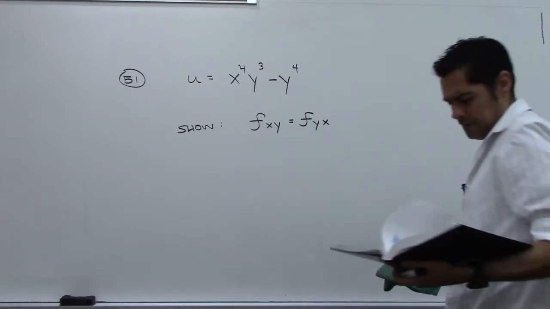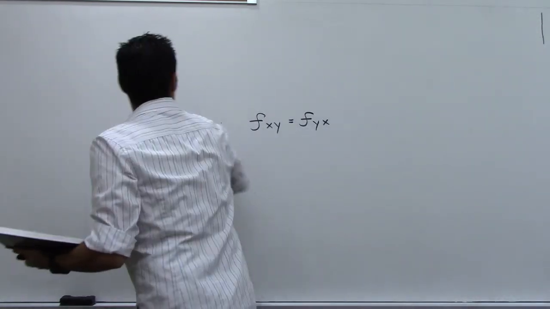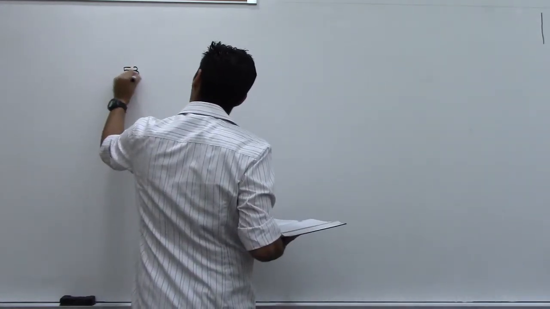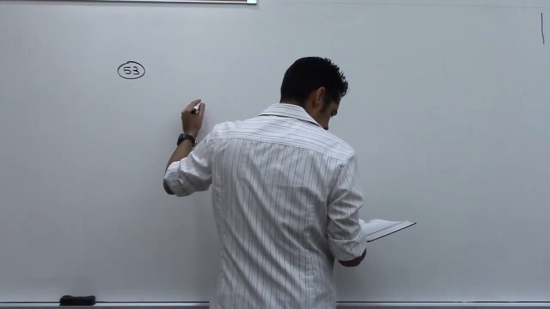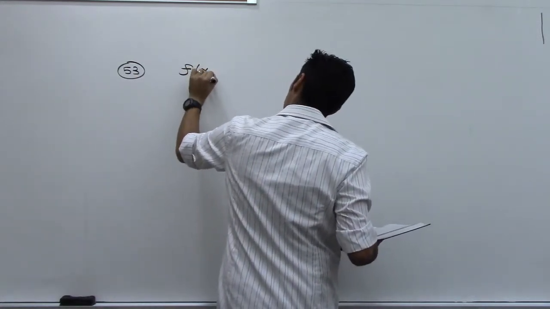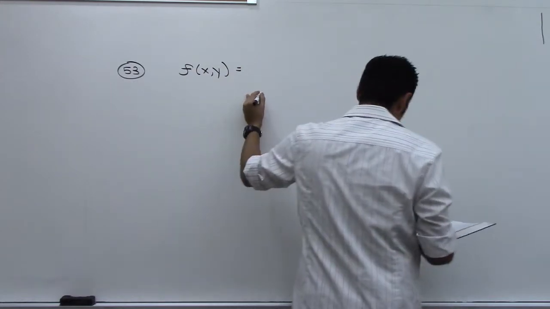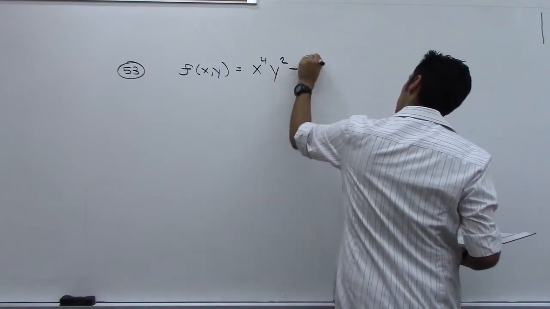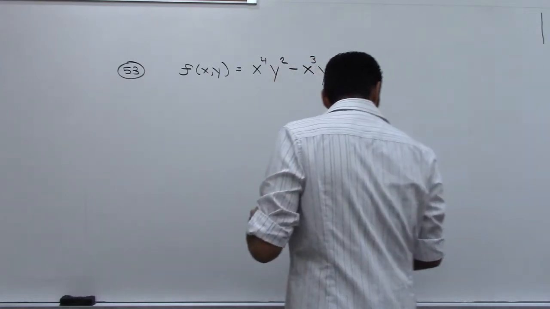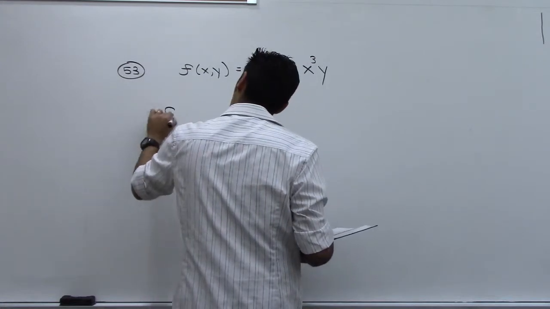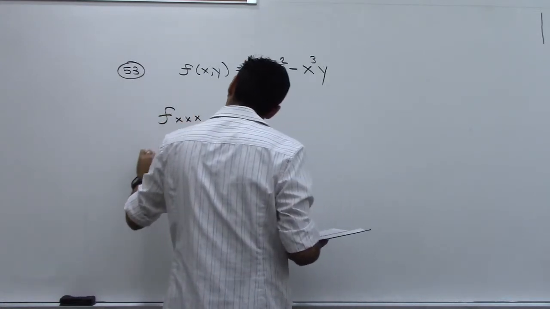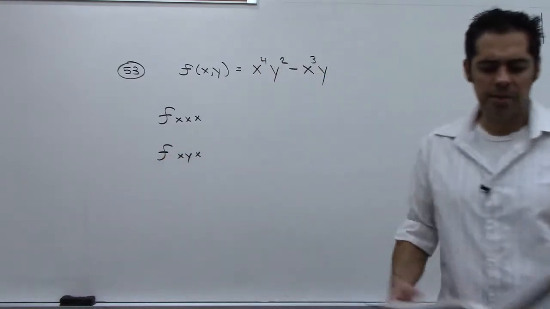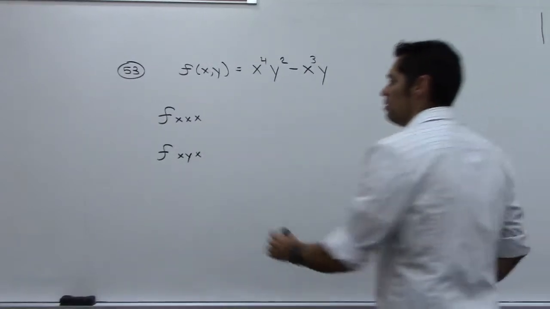All right, number 53. We have f of x, y equals x to the fourth y squared minus x cubed y. And you're asked to find f_xxx and then f_xyx. And I'm just going to do one of these. So I'll do this one.